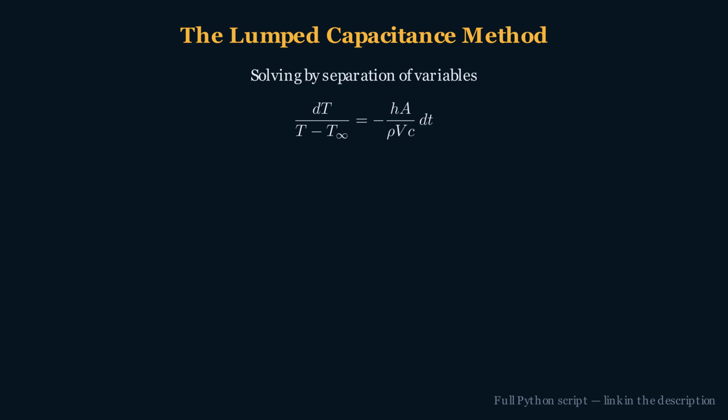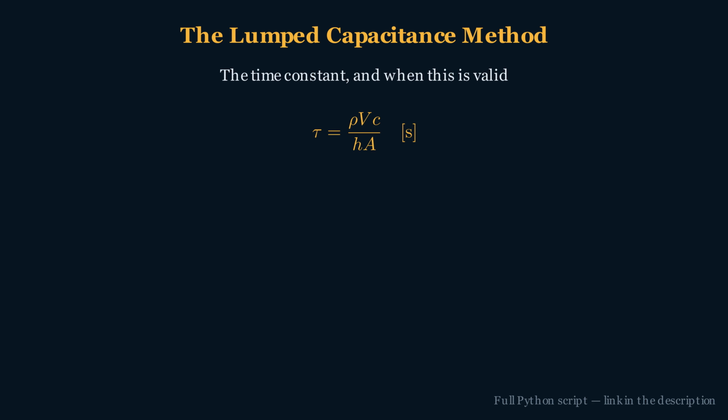Separate the variables, temperature terms on one side, time on the other. Integrating both sides from the initial condition at t equals 0 gives a logarithm. Exponentiating gives the classic exponential decay toward the ambient temperature. Tau is the thermal time constant, the time for the temperature difference to fall to about 37% of its initial value. Bigger mass or specific heat means slower cooling, bigger h or surface area means faster cooling, exactly as you'd expect.